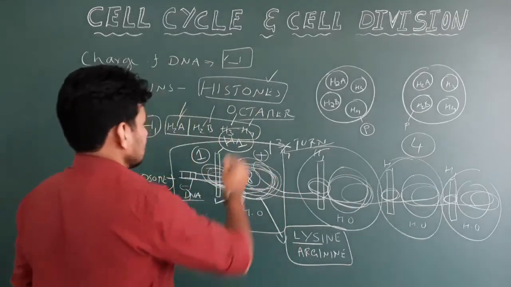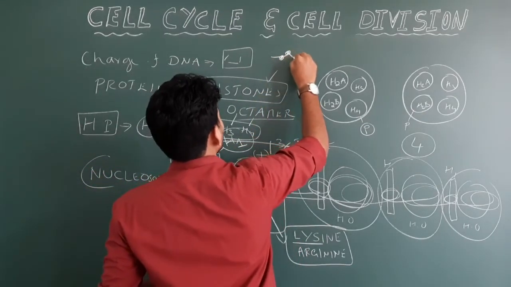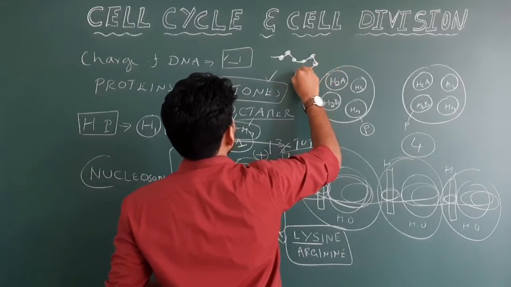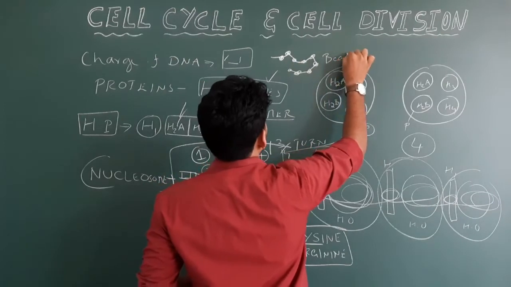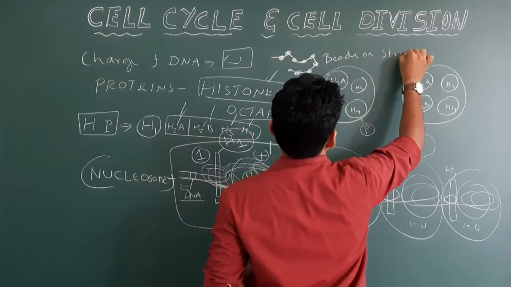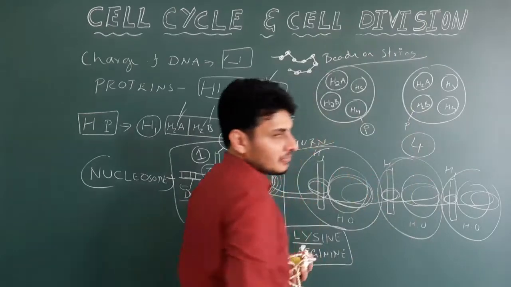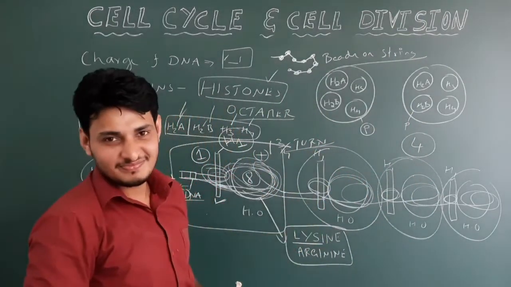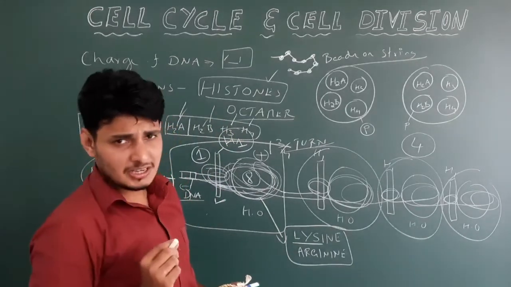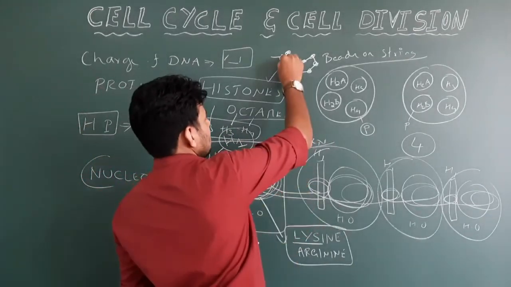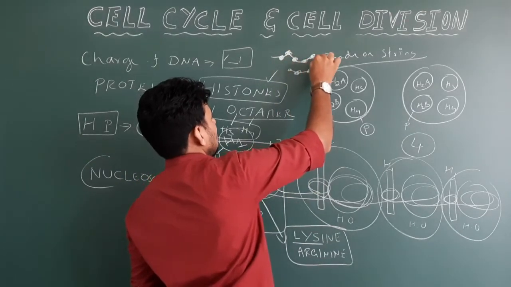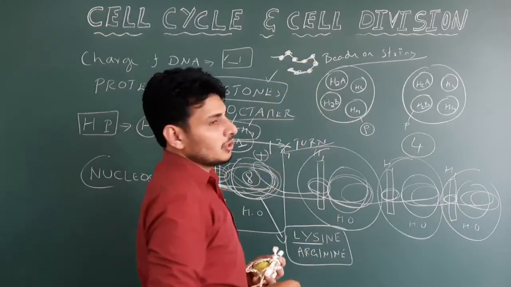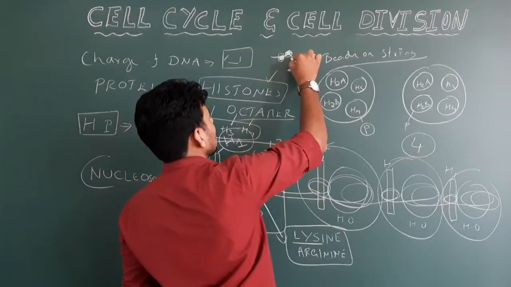Now, the DNA looks like beads on a string. The string is compared to DNA, and the beads are compared to the histones. Okay, so simple, it looks like this. Histone octamer and DNA together are called nucleosomes. So here we have so many nucleosomes, correct?